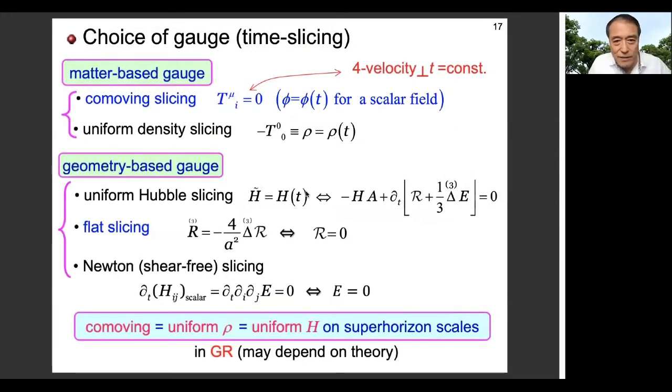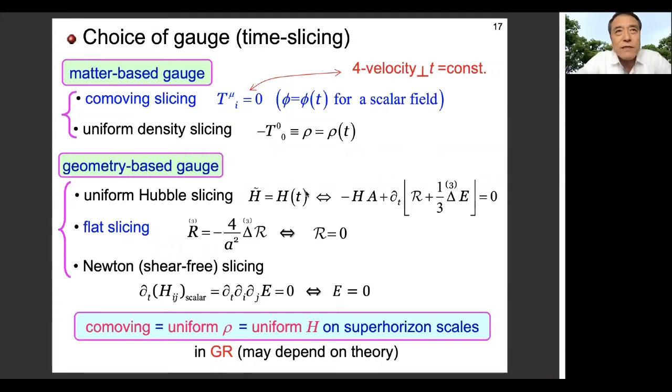Now this is again nothing to do with a theory, but it's just a choice of gauge or choice of time slicing. As I said, if you assume that you have some four-dimensional space-time geometry, and you have the freedom in choosing time slicing, then this is a choice of coordinate system.